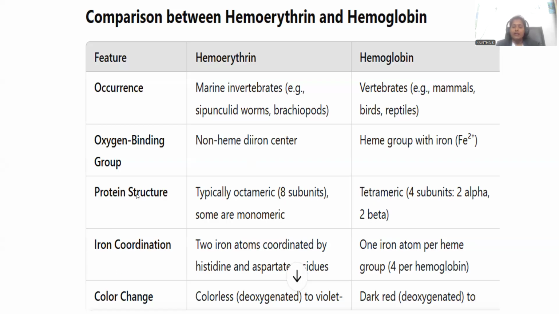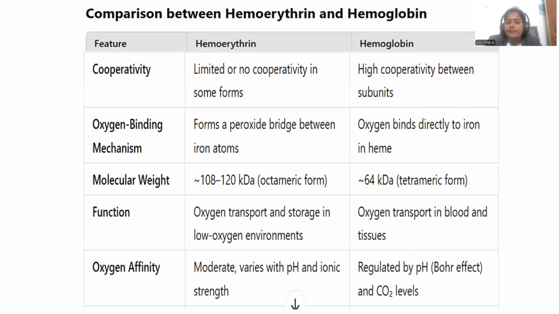That is about the protein construction. And for the iron coordination, two iron atoms are coordinated by histidine and aspartate residues in hemerythrin, whereas in hemoglobin the iron atom is bound to the heme groups, with pyrrole linkages, which is said to be a peripheral ring system. Color change: colorless initially in the deoxygenated form, and changes to violet color upon oxygenation in hemerythrin. Dark red color is there in the deoxygenated form of hemoglobin, which becomes a red color.